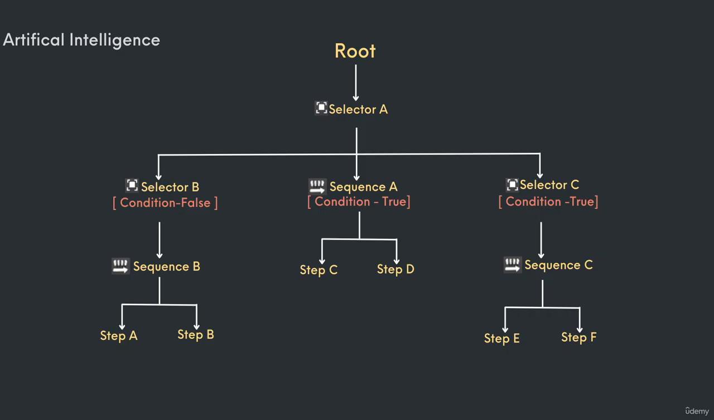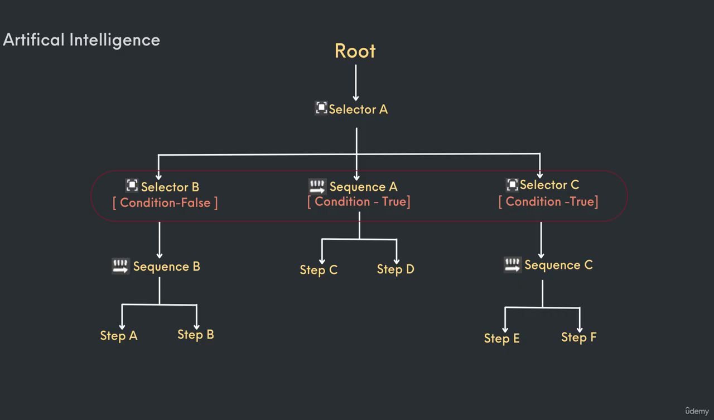If any of the child nodes succeeds in the order, the next node will be executed. But if any of the child nodes fails in the order, the other nodes will be ignored and the sequence parent node is failed. In this example, the root node has a selector child node, selector A. Being a single node without any condition, it always gets executed.